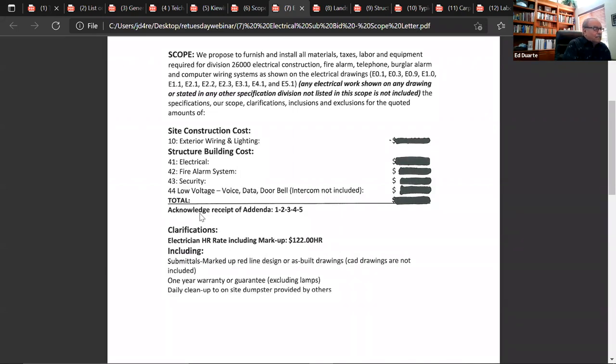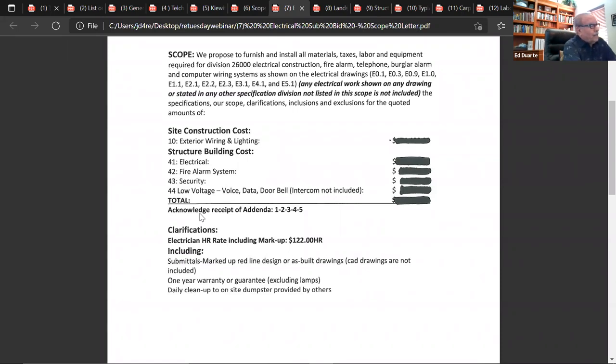Every project that is out to bid may or may not have an addenda. It's very rare to see a bid on the street anymore that does not have addendums. And those addendums are legitimate, contractually binding modifications to the scope of work, to the contract.